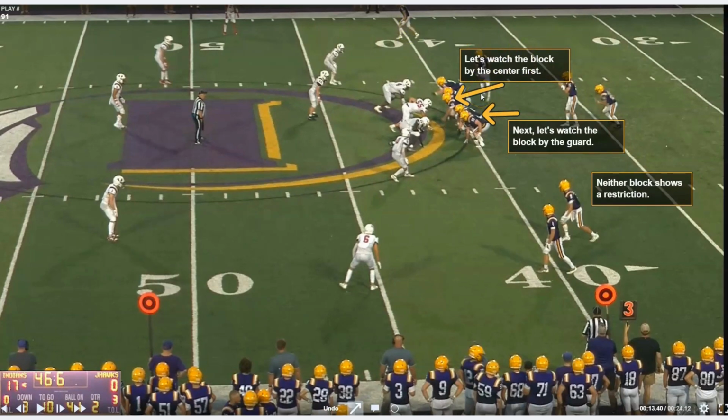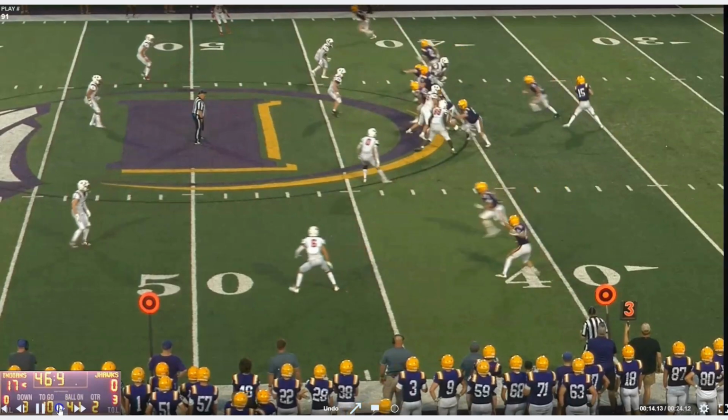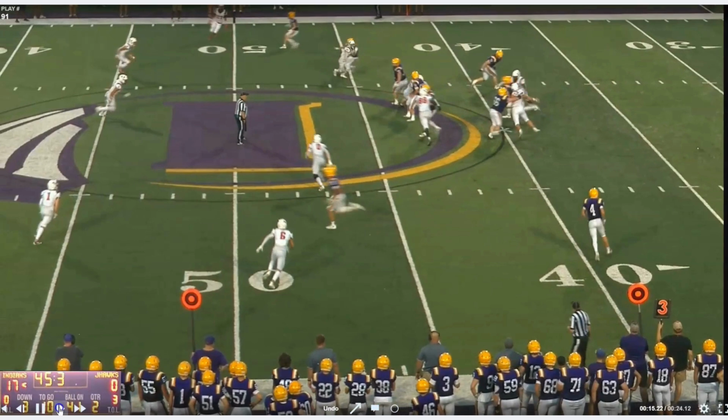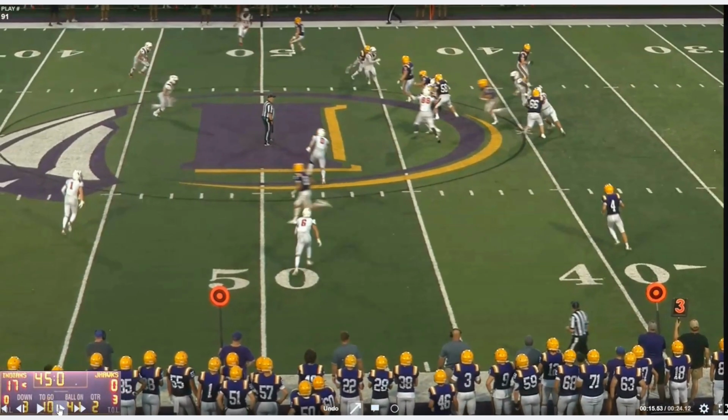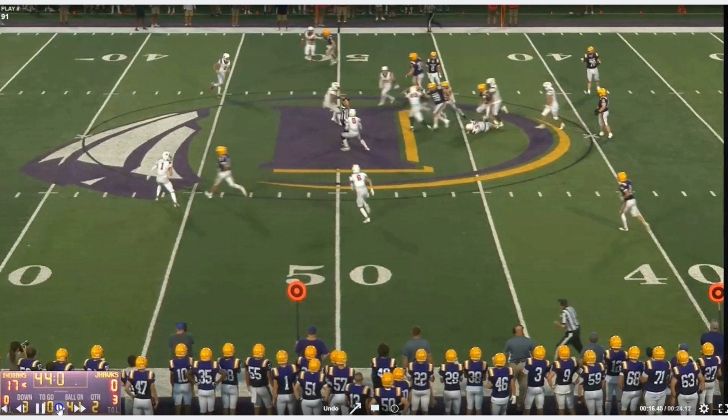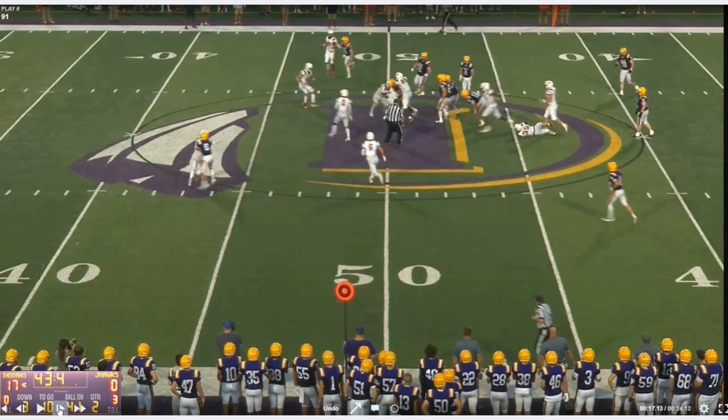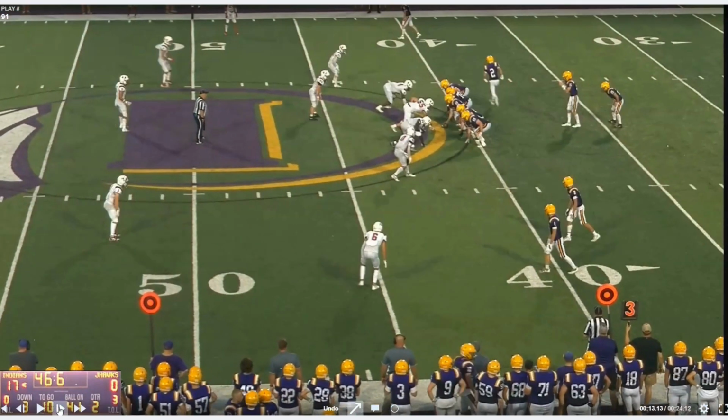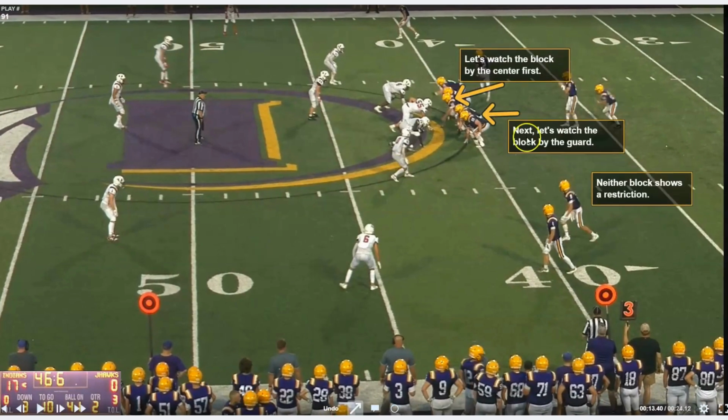We're going to have an incorrect call by our umpire on the hold here. Not sure if he called it on the center or on this left guard, but let's watch the center first on this. We'll go in slow motion. Our center releases out and gets involved in this block right here that gets started by our back, and then our center picks it up as the guy spins. And I don't think our umpire threw on that one. So let's go back and take a look at the block by our left guard.